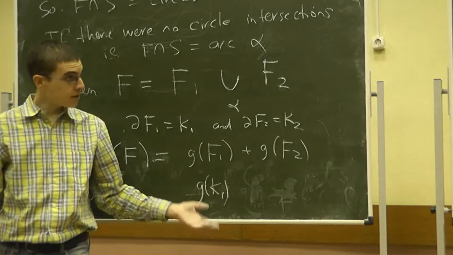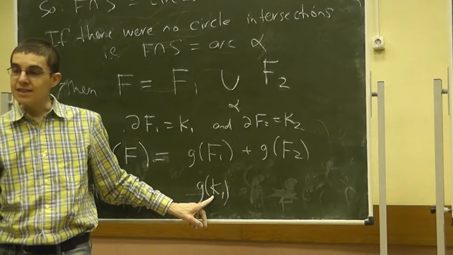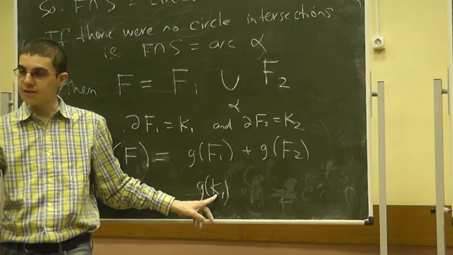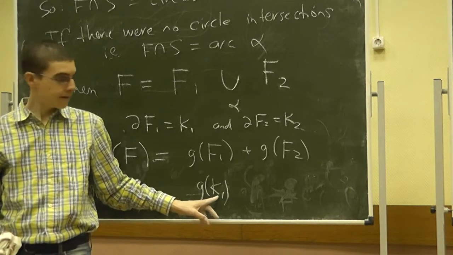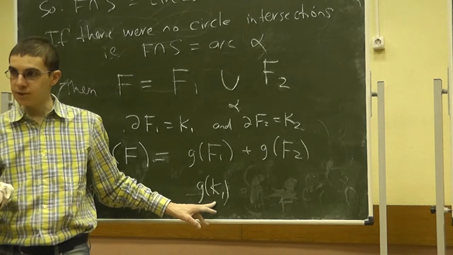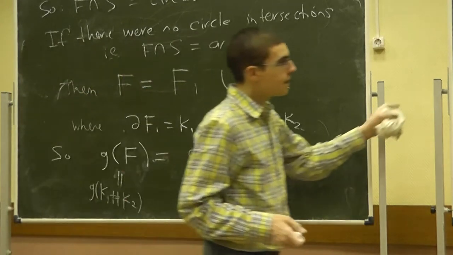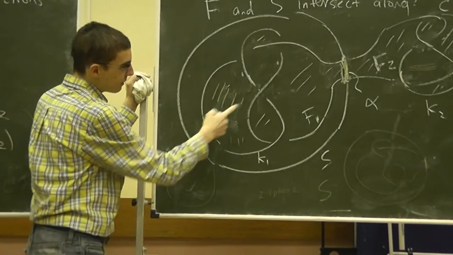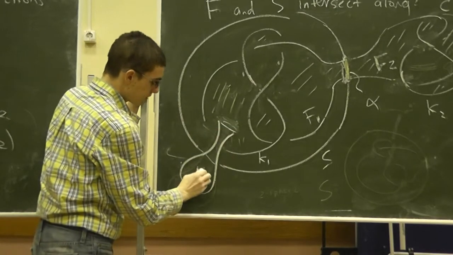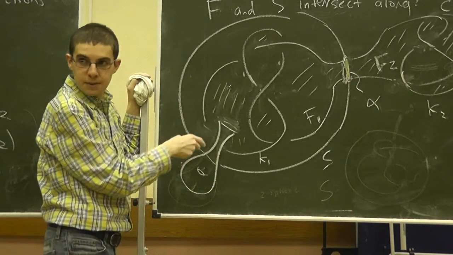So remember that I wrote this over here a moment ago. By definition, the genus of the knot is the genus of a Seifert surface for the knot. Remember what a Seifert surface is? A Seifert surface is an oriented surface bounded by the knot. We look at all those Seifert surfaces for the knot and we choose the one with the minimal genus, the smallest genus. So for example, in this picture, here is one Seifert surface and here is another. This one has a bigger genus. And we define the genus of the knot to be the one with the smallest genus.